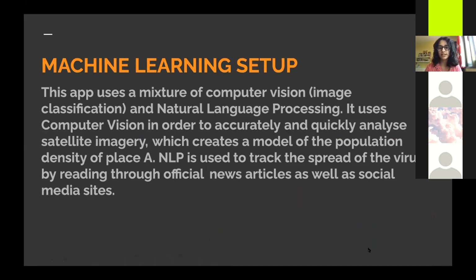The machine learning setup that Where uses is a mixture of computer vision, more specifically image classification, and natural language processing. It uses computer vision in order to accurately and quickly analyze satellite imagery, which creates a model for the population density of a place. The natural language processing is used to track the spread of the virus by reading through official news articles as well as social media sites.